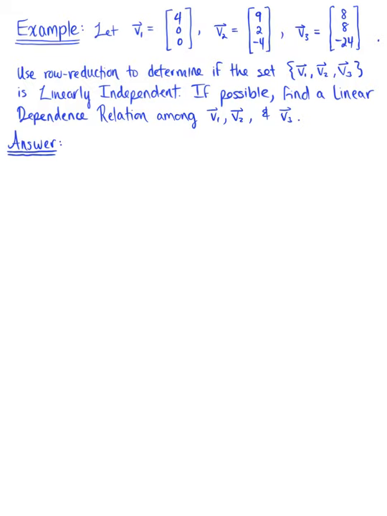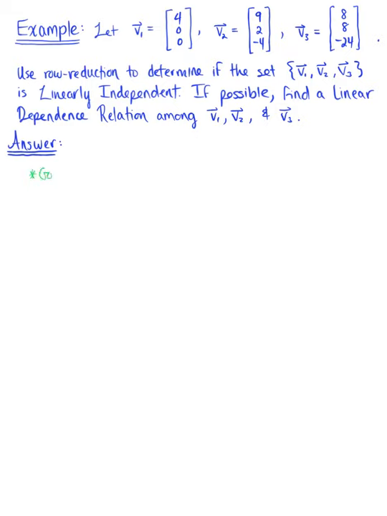Let vector v sub 1 be equal to 4, 0, 0, let vector v sub 2 be 9, 2, negative 4, and let vector v sub 3 be equal to 8, 8, minus 24. Use row reduction to determine if the set of vectors is linearly independent. If possible, find a linear dependence relation amongst these three vectors.